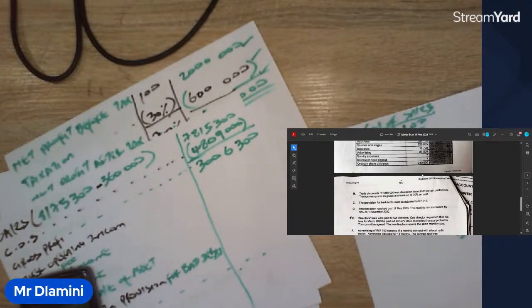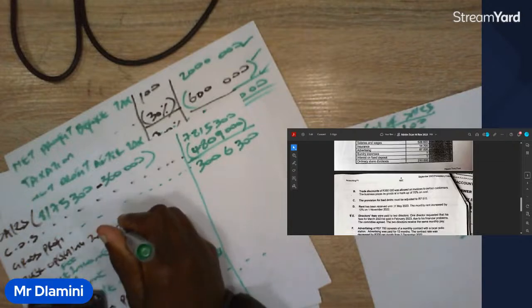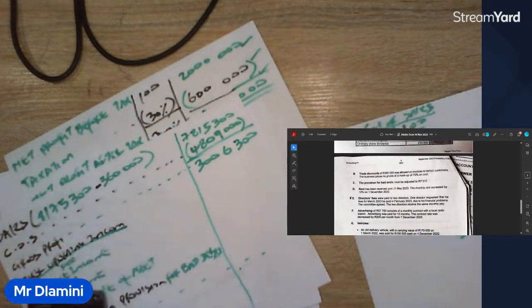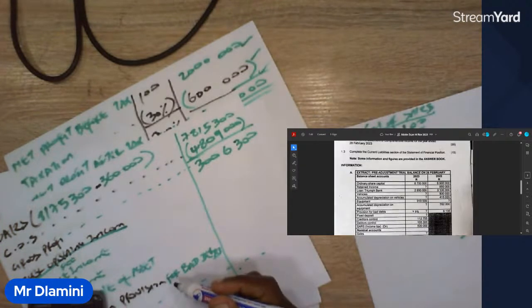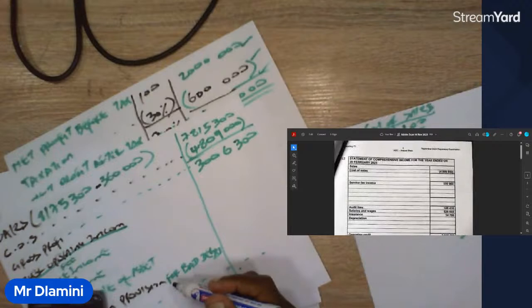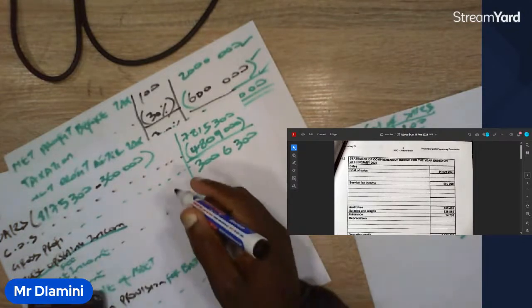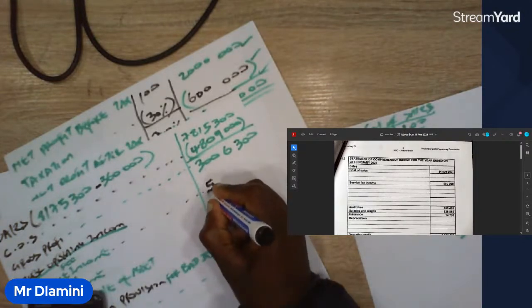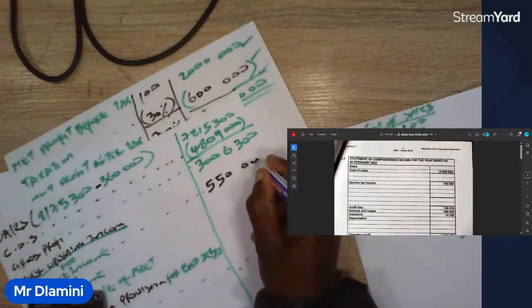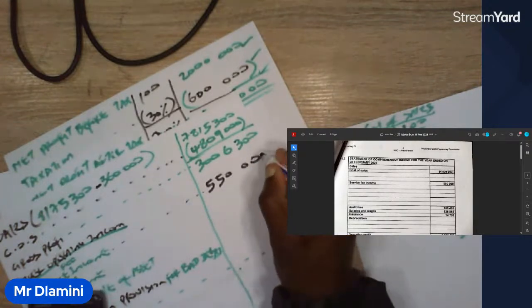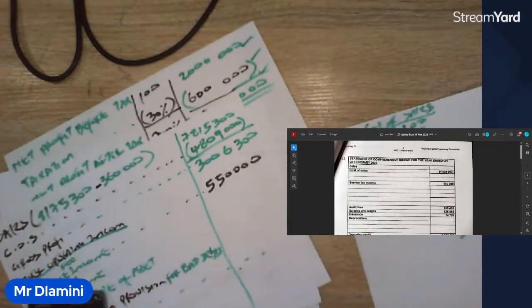We are also given, on the operating income, one of the incomes. If you look at the answer book, let's go back to the answer book. On the answer book, you are given the service fee income. So we are given a service fee income of how much? Of 550,000. So already we are given this 550,000. So what we have to do is to calculate the rent income.